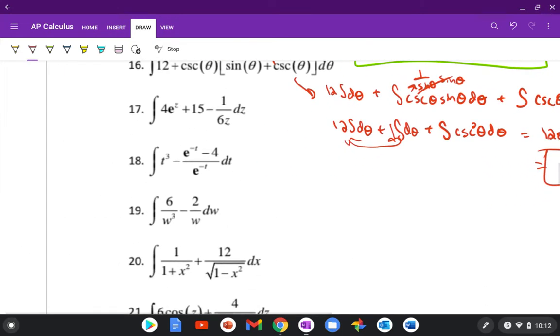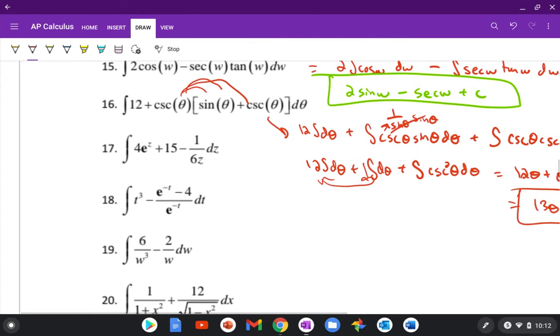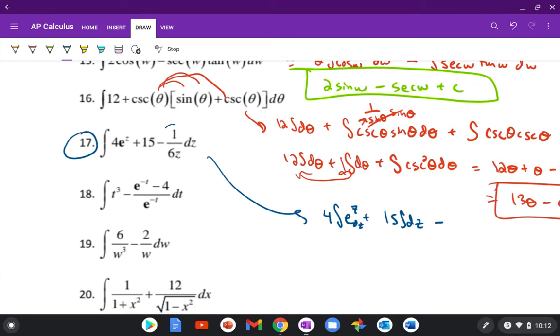All right, let's go and look at an e problem. I know you all love e's as well as trig functions. Let's look at 17. So for 17, I'm going to go ahead and split it up. I'm going to pull the constant out. So integral of e to the z plus, and that's just a 15. So 15 integral, I forgot my dz there, integral of dz minus, and then for this one, I'm just going to pull out a 1/6 essentially. So it's like 1/6 integral of essentially z to the negative 1 dz.